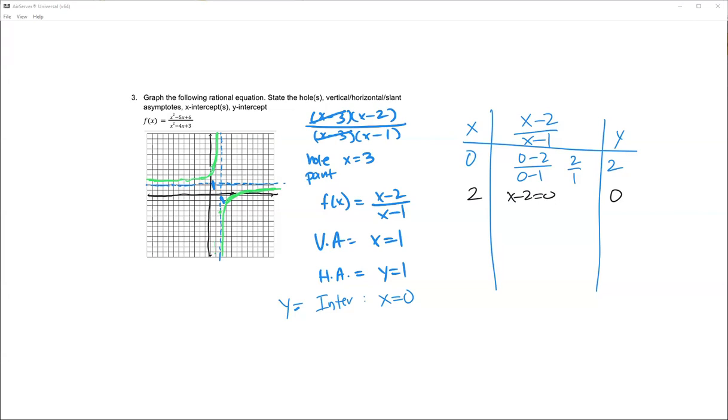Oh, okay. So, but we have a hole though at x equals 3. And so you want to plug in x equals 3 here. Let's plug in 3. 3 minus 2 over 3 minus 1 is 1 over 2. So it'll be 1/2. So 1, 2, 3, something like that. So it'll be somewhere like right here. Okay. So make sure you fill in that hole once you're done.